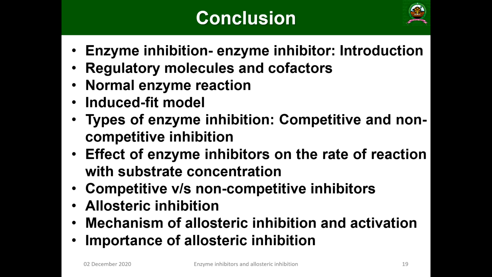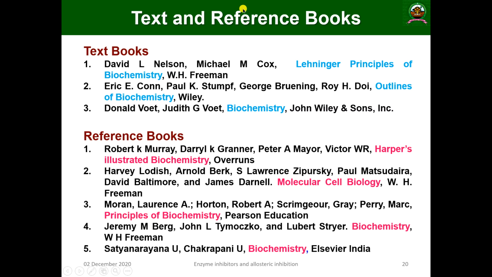These are the major textbooks you can study: Principles of Biochemistry by Lehninger, Outline of Biochemistry by Conn and Stumpf, and Voet and Voet. In all these textbooks you will find these details, and you can refer to other standard biochemistry textbooks.